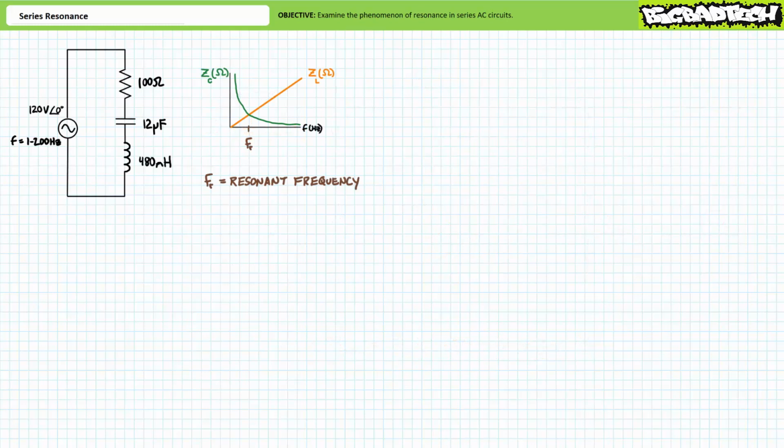Up until this point, we've been performing series AC circuit analysis at fixed frequencies. This isn't always the case, and frequency can and does change. As we've discussed, there exists some frequency at which the capacitive impedance magnitude equals the inductive impedance magnitude.